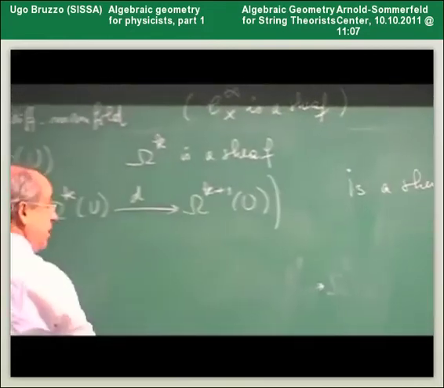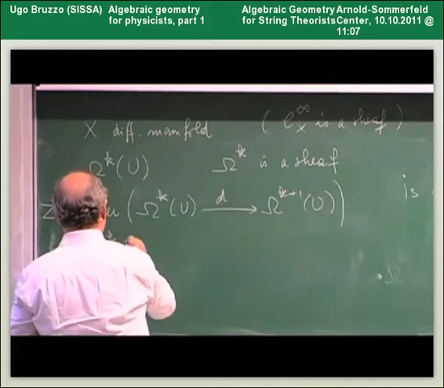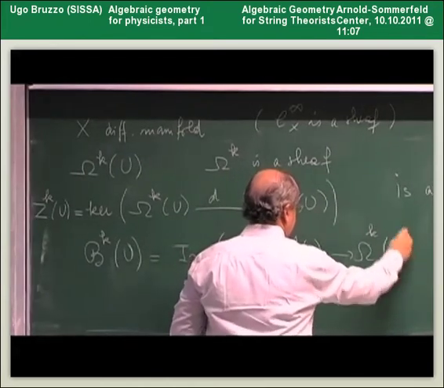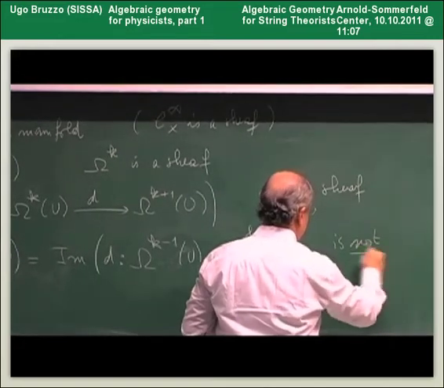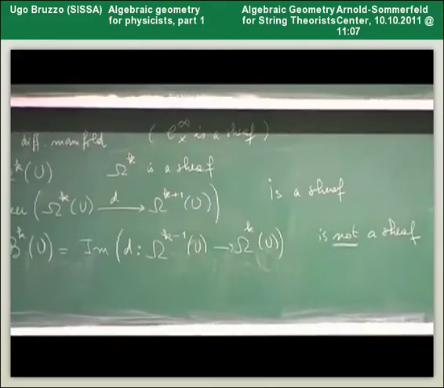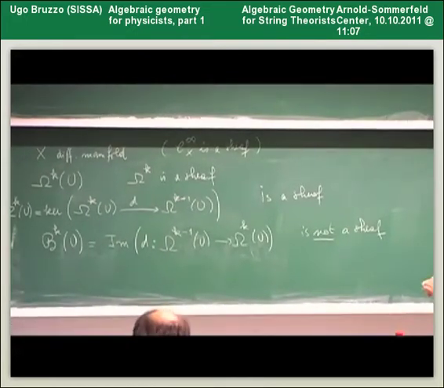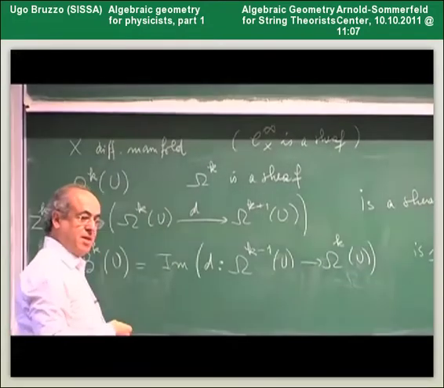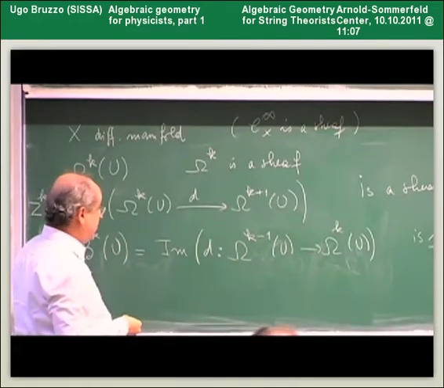On the other hand, you may consider the image, what is called the exact forms. So the image of d going from the (k-1)-forms to the k-forms. And I claim that this is not a sheaf. Actually, as we know, if we know something about de Rham cohomology, the Poincaré lemma, etc., the fact of being exact is not a local issue. Again, I leave this to your meditation. But if you meditate enough, you should come to the conclusion that the exact forms don't make up a sheaf.